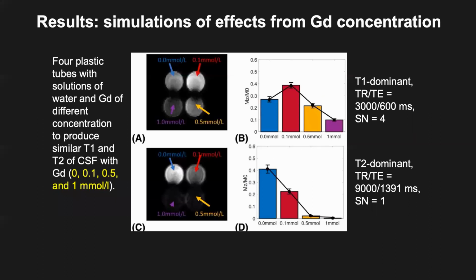Then we did a phantom study to validate our optimized sequence. We used 4 plastic tubes with solutions of water and GAD of different concentrations to produce T1 and T2 similar to CSF, with 0, 0.1, 0.5, and 1 millimole per liter GAD. Here are phantom results compared with simulation results. We can see that they agree with each other. The T1 sequence has this biphasic problem, whereas the T2 sequence has monotonically decreasing signal.